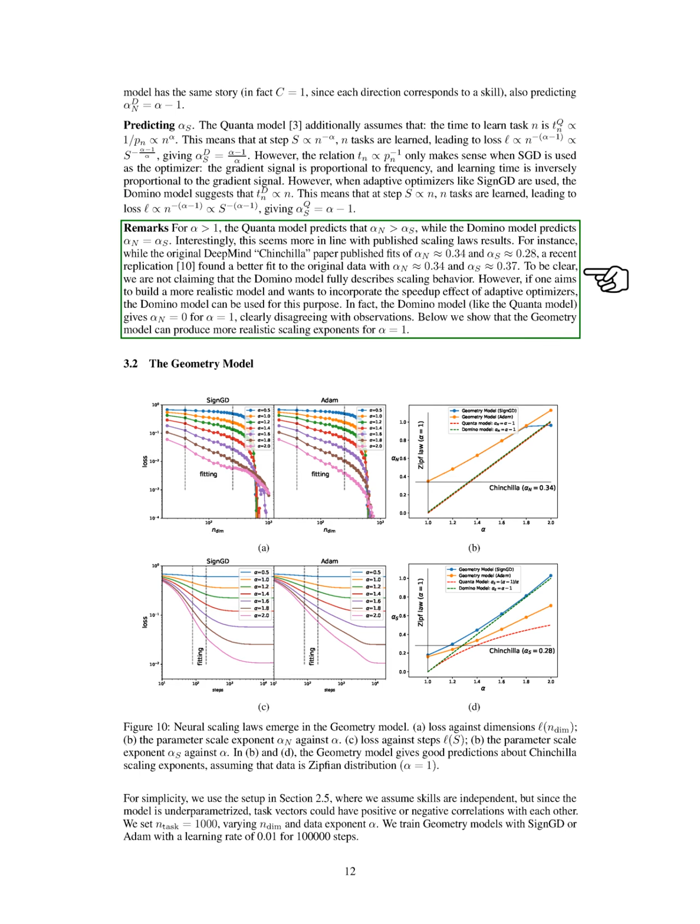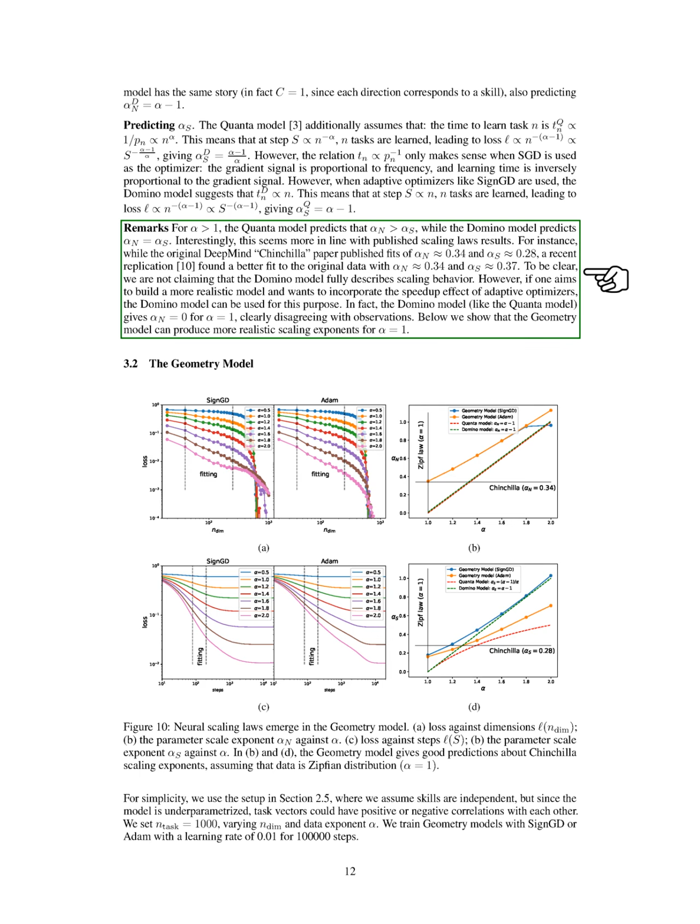We note that for alpha greater than 1, the quanta model predicts that alpha_n is greater than alpha_s, while the domino model suggests they are equal. This aligns with some published results, although we do not claim that the domino model fully captures scaling behavior. It can, however, be useful for incorporating the effects of adaptive optimizers. Next, we introduce the geometry model, which assumes that skills are independent but acknowledges potential correlations among task vectors.